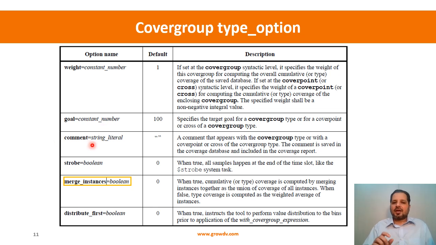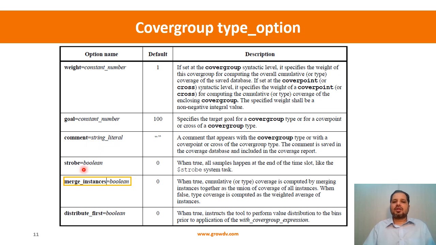And comment, you can put a string over there which tells what this particular cover group is doing. Like, if we take an example of the ports that we are talking about, at the type option level I can say this is for all the ports. That's what I can say in the comment.